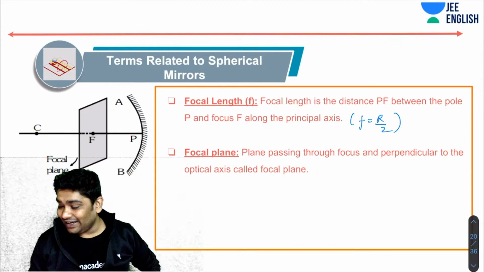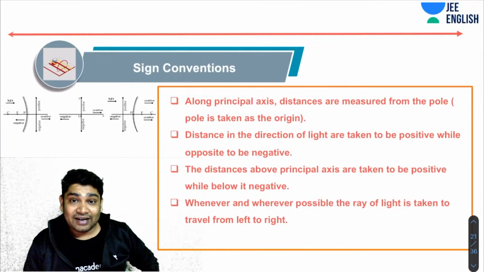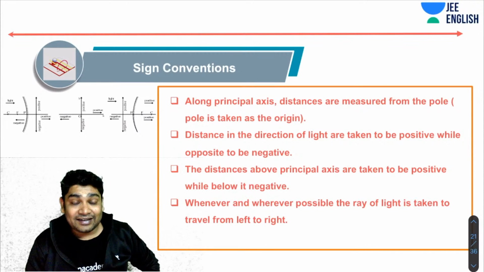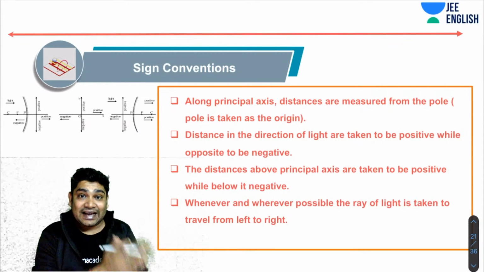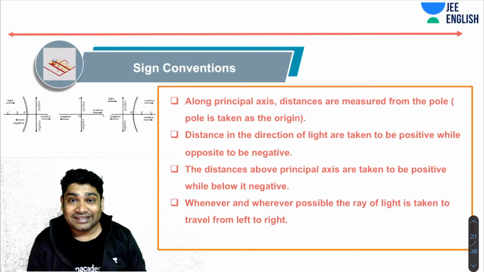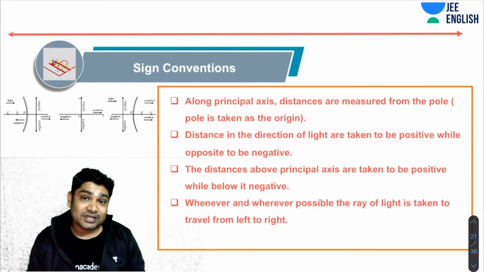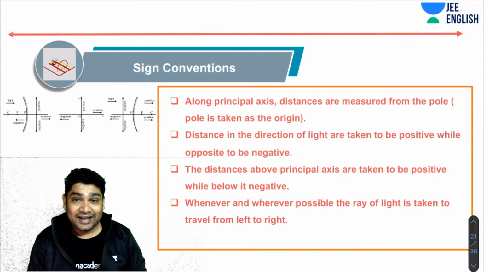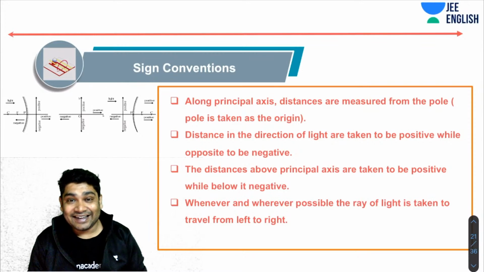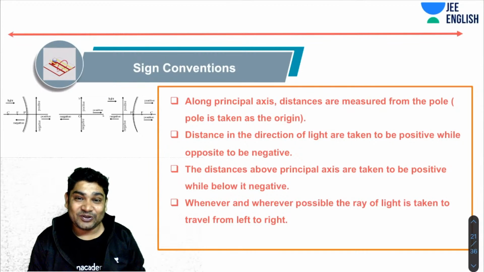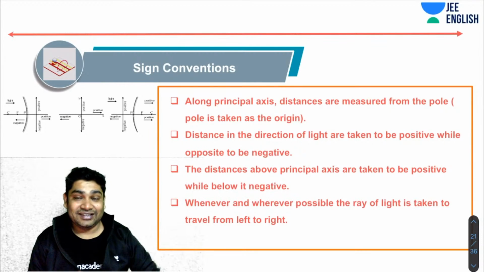Now let's move ahead. Before we start the mathematical analysis, we need to establish a set of sign conventions. So this is the standard sign convention that we are going to follow. Please pay attention to this, because most of the mistakes that students make in ray optics are getting these signs wrong. If you can take care of getting your signs correct, then trust me, the questions are super easy and you will never go wrong with this.